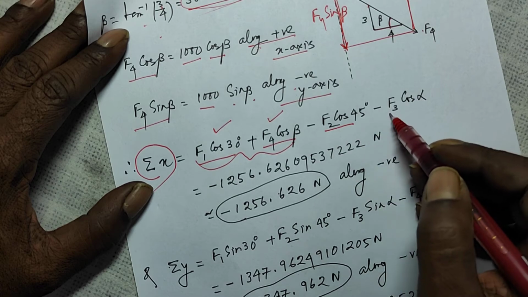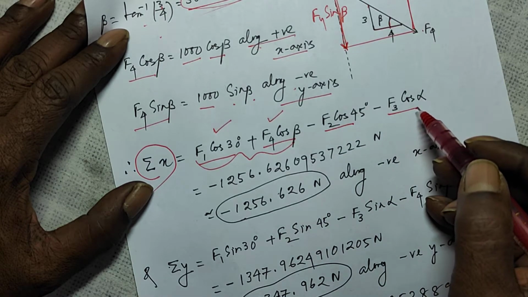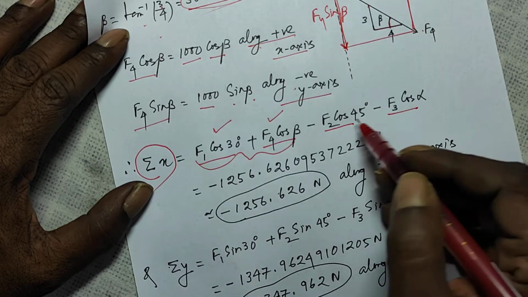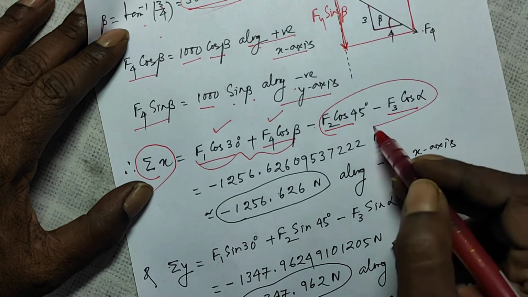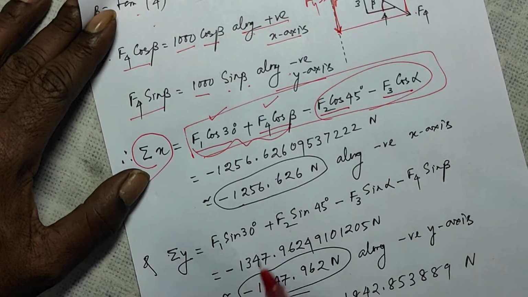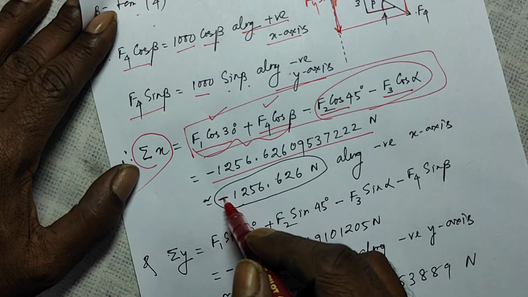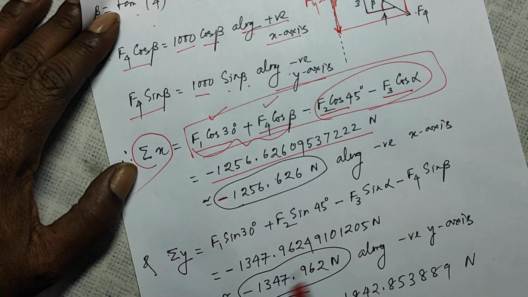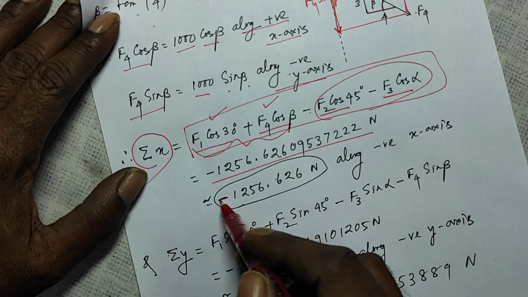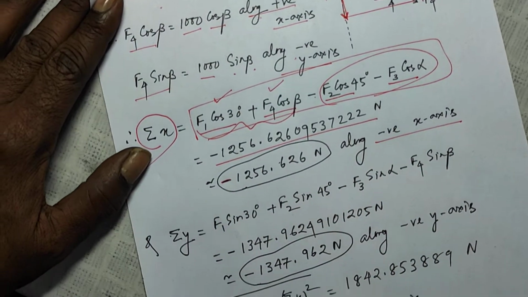F2 cos 45 and F3 cos alpha. They are opposite to the positive direction of x-axis, that is along negative x-axis. So I have subtracted. So put this whole thing in a scientific calculator. This comes out to be this, and the result is negative. Means the sum of all the forces, once they are resolved into their components, the sum of the x components is along negative x-axis, as the negative sign indicates.